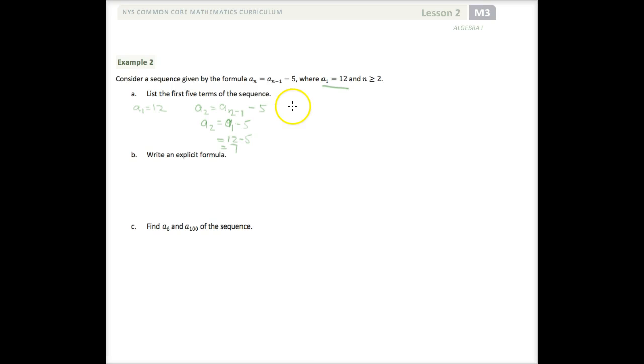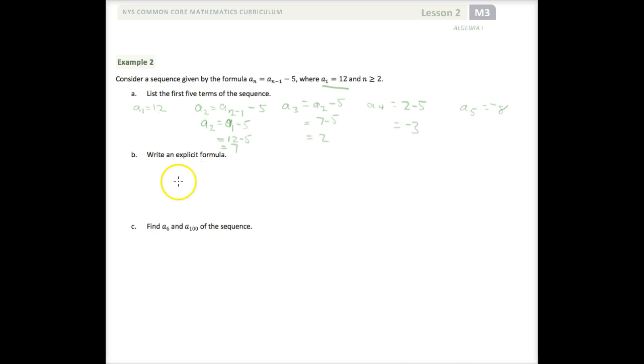It says do this 5 times, so now I need to know a sub 3. A sub 3 is based on the old term, a sub 2, minus 5. A sub 2 is 7, minus 5 is 2. A sub 4 is based on the old term, which was a sub 3 now, minus 5, and it is negative 3. And if you notice, what we've done is we've subtracted 5 every time. So I think it's safe to guess that this is going to be negative 8. I hope you see that.